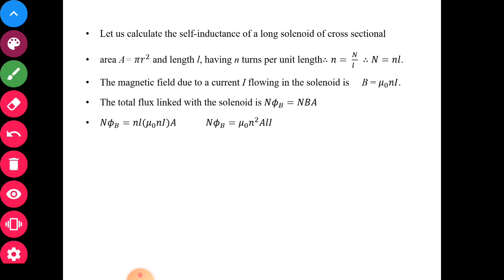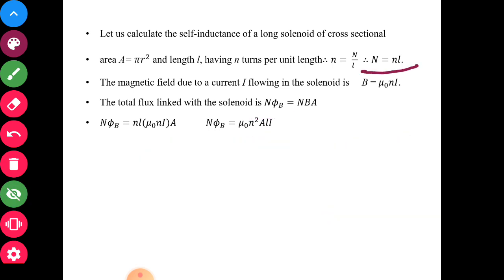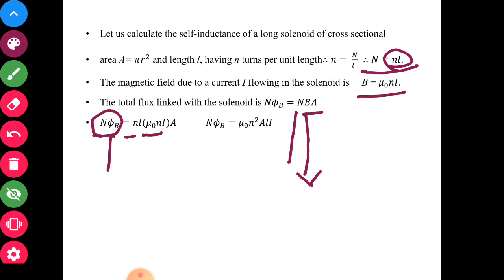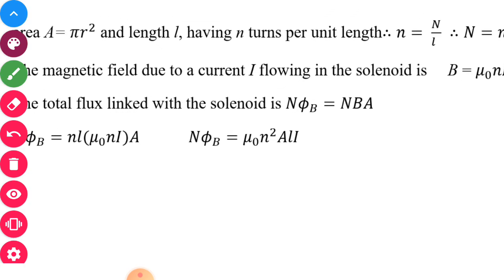Now N phi B, where N is the number of turns per unit length multiplied by length. So instead of capital N we write n into L. Here we are finding the total flux N phi B. Phi B is BA, so N is n into L. B is the magnetic field of the solenoid, that is mu 0 n i. So we have written mu 0 n i into A. I have just rearranged this to mu 0 n square A L into I. So this can be understood easily.